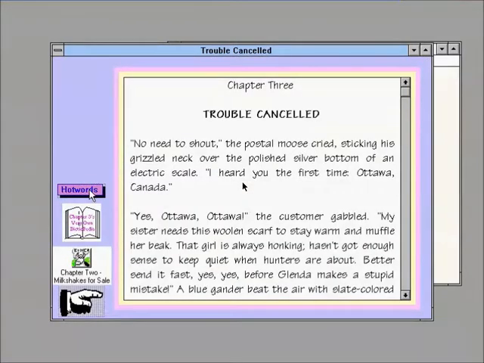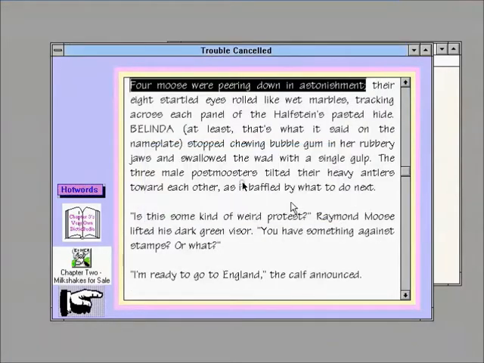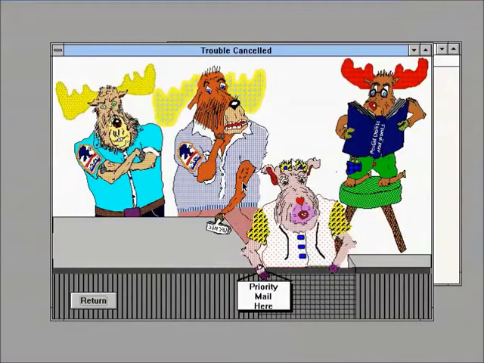Nanny to shout, the postal mouse cried. I'm not gonna read these whole entire passages, so let's go to the words. Four mouses in astonishment. Oh, yeah, four moose, I mean. Okay. Don't. Won't. Don't. Won't.